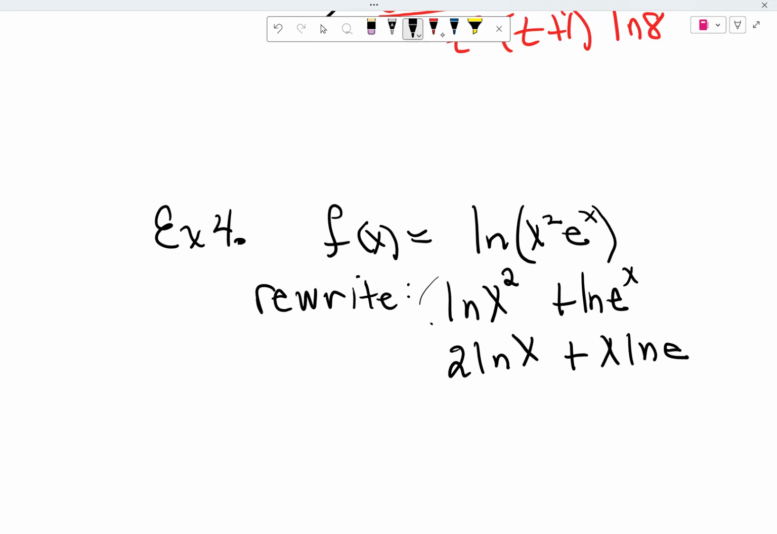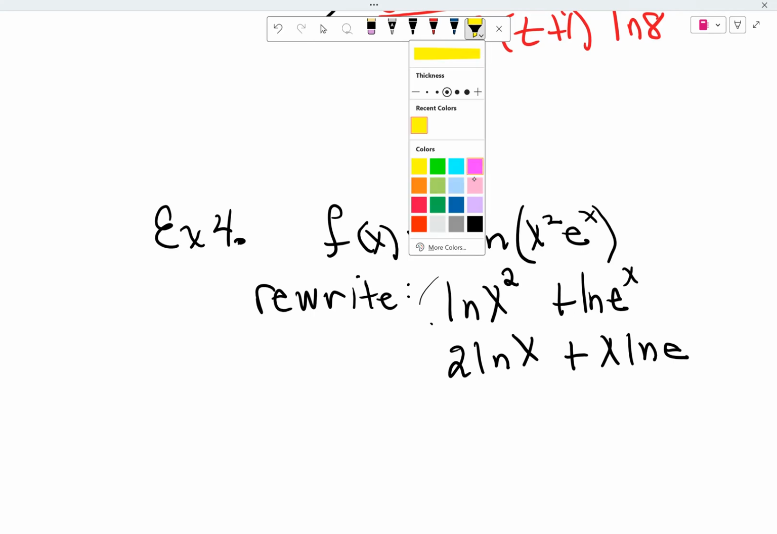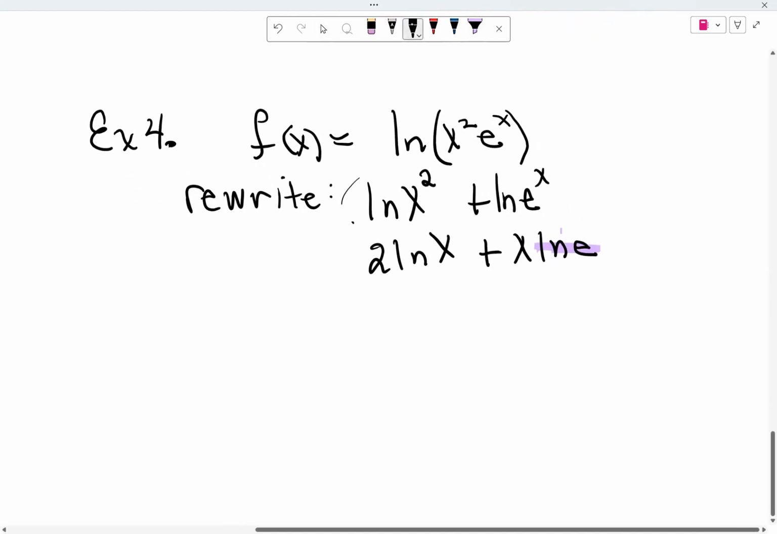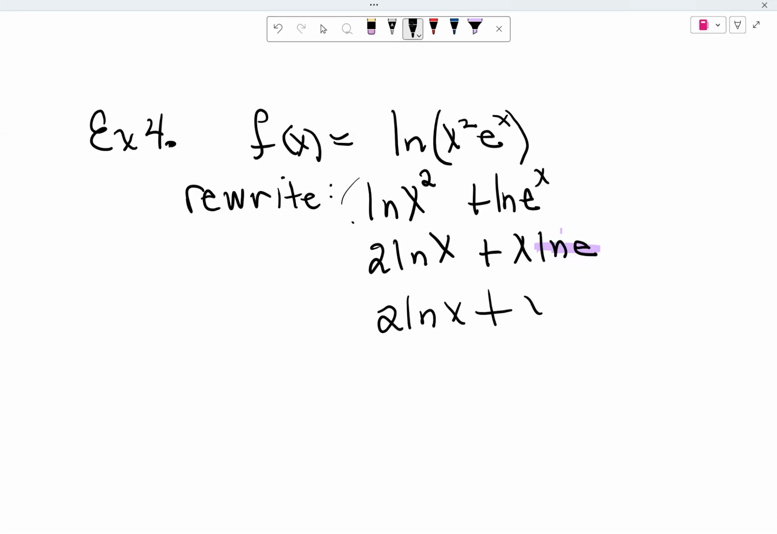Now there's a little secret in math in terms of natural log. I want you to remember that natural log and base e kind of zap each other out. And so this function, if you think of it that way, now becomes 2 natural log x plus x. Now, if I look at the first derivative, this is really just simply the first derivative is now equal to 2 over x plus 1. And that will be your last step right here.